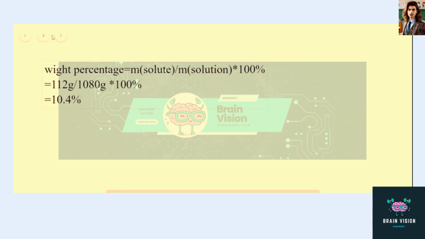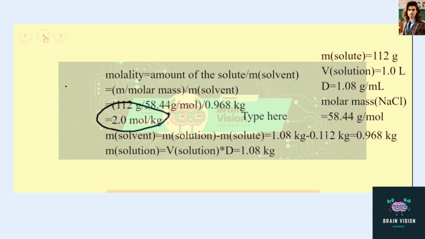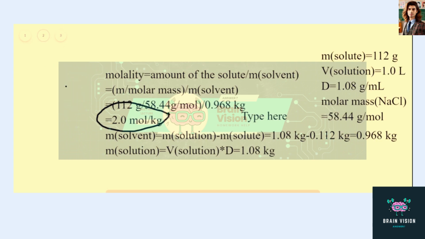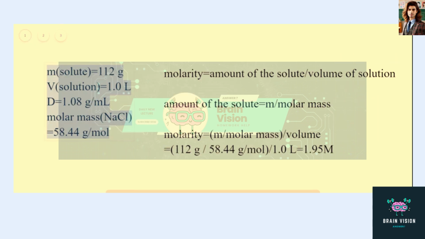So we answered all of the questions. The weight percentage is 10.4%. The molality is 2.0 moles per kilogram. And the molarity is 1.95 moles per liter.